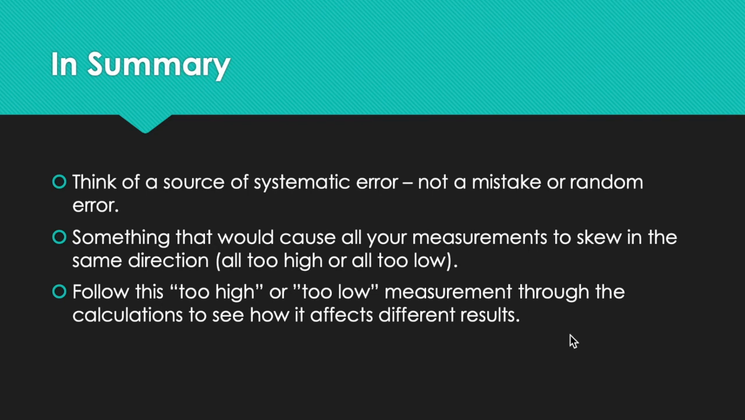In summary, when we are trying to think of possible sources of error in our labs, what we are really trying to do is think of a source of systematic error, not some random error where the answer is to buy a more expensive balance, or a mistake where the answer is to be more careful. We want something that would cause all of our measurements to skew in the same direction, either all of your measurements being too high or all of them being too low. And then also follow that result through the calculations and see if it would make your calculated value too high or too low, because these don't always match, like we saw in our density example.